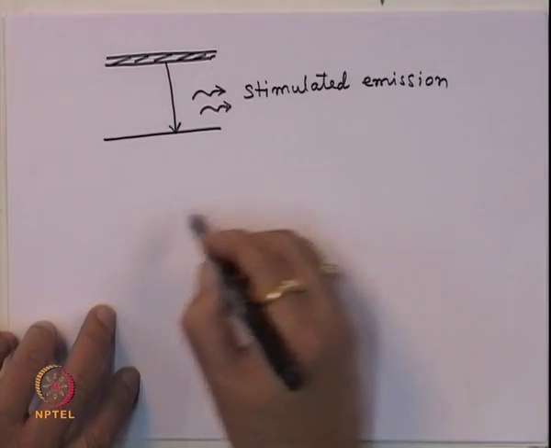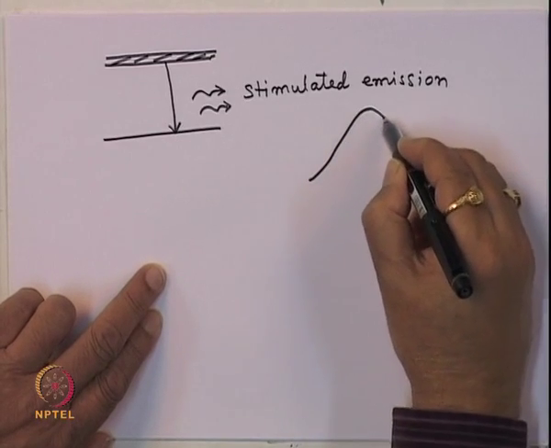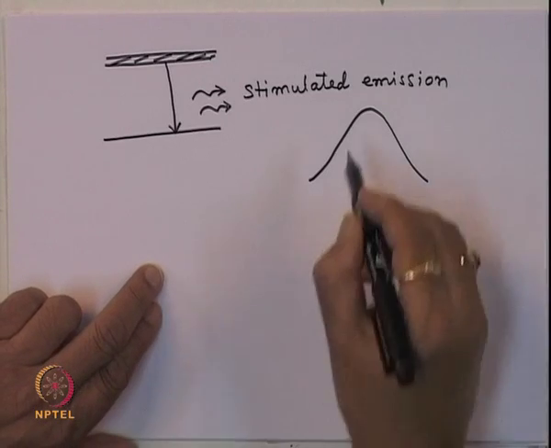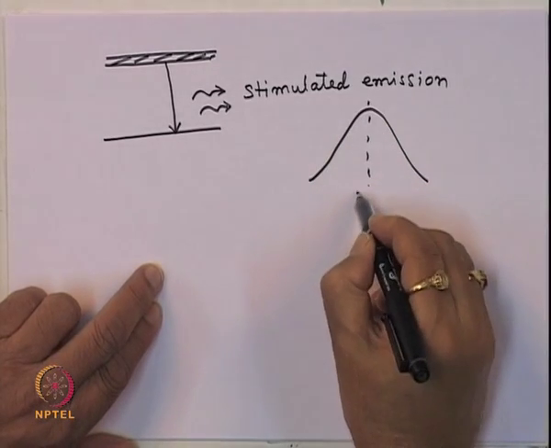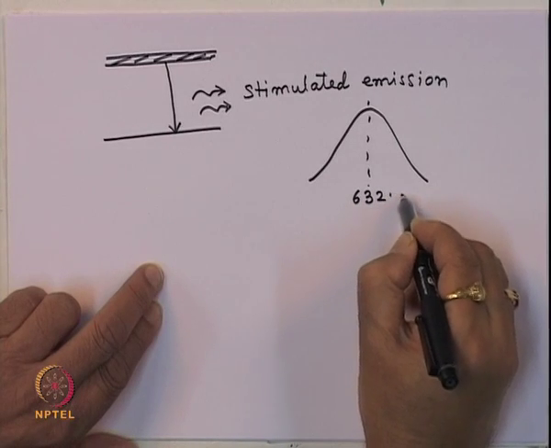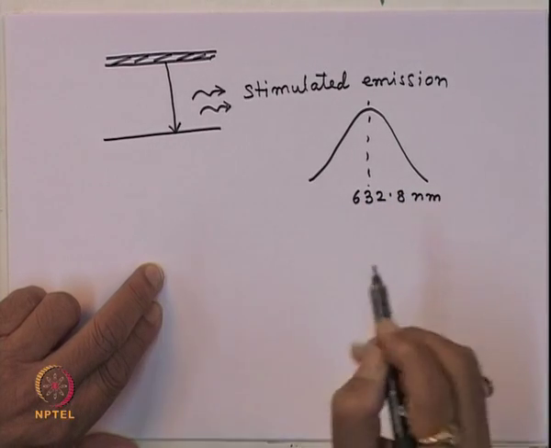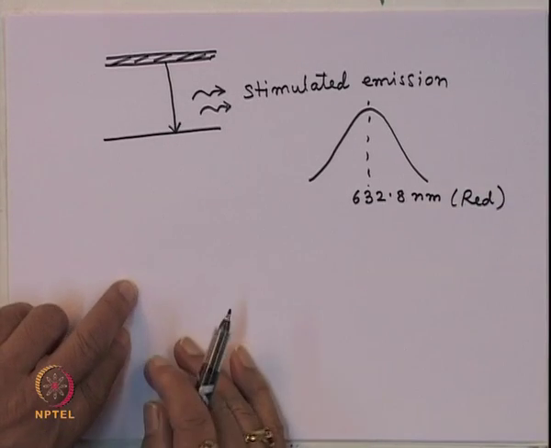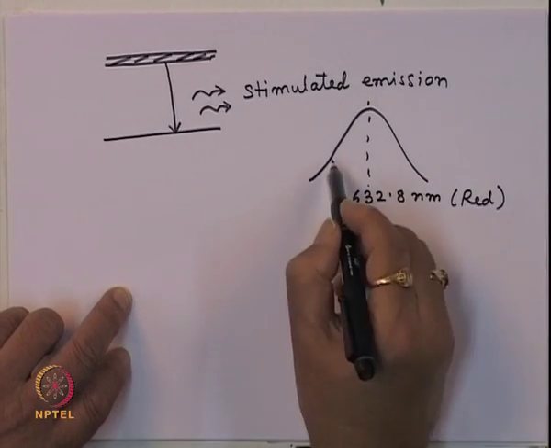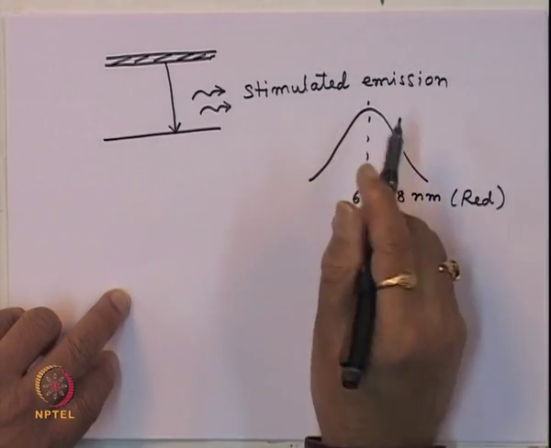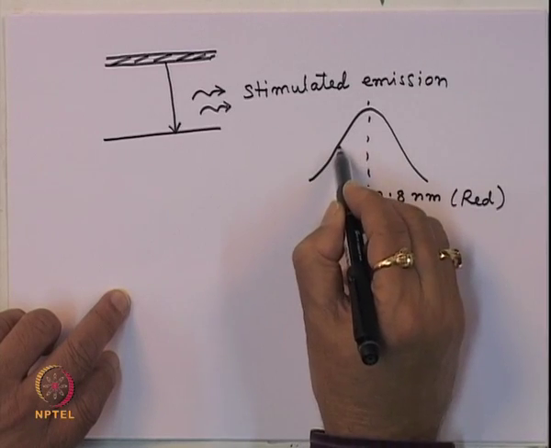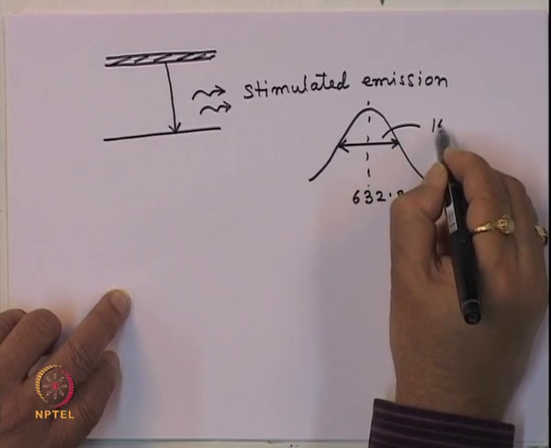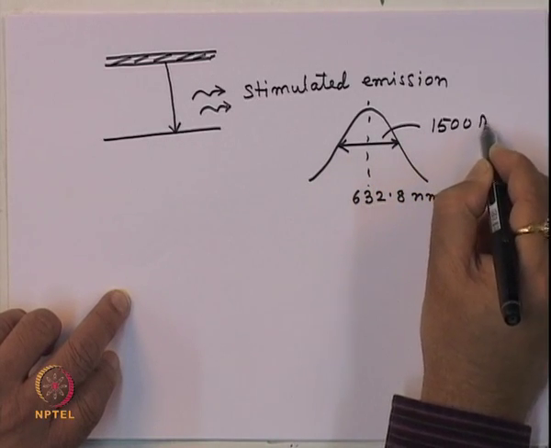So, what is given here is that you have a spectrum of a laser which is like this, and the center wavelength of this is 632.8 nanometer, which is the red color. It is also given that the half width of the emission spectrum is 1500 megahertz.